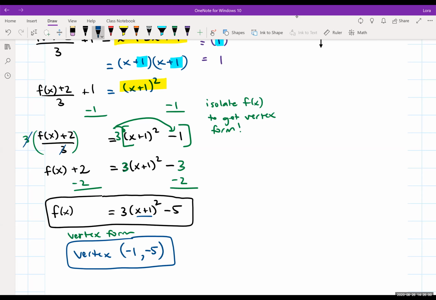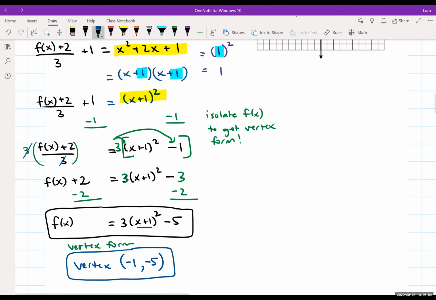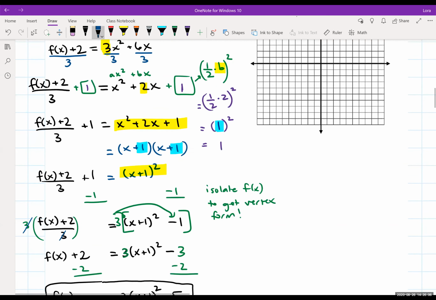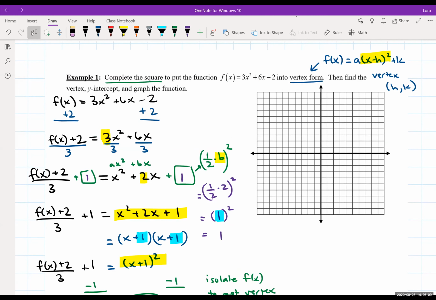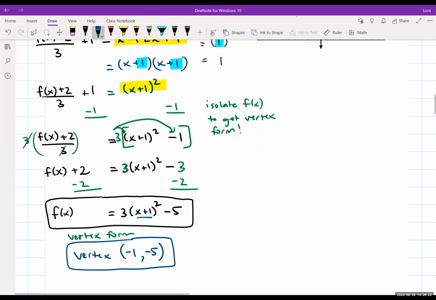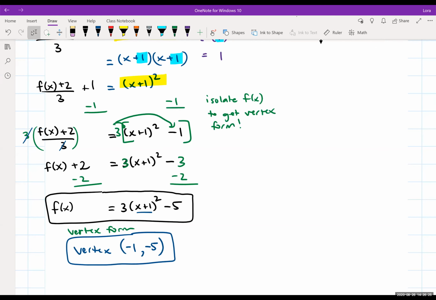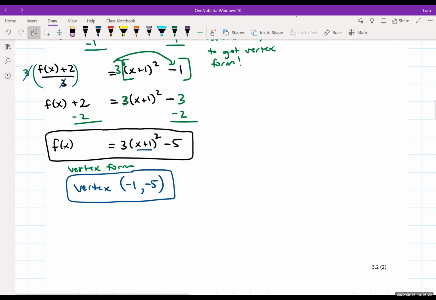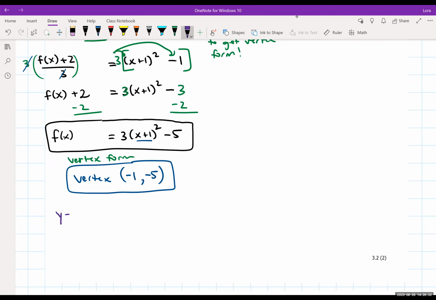And I feel pretty accomplished at this moment, but I want to make sure, did we answer everything the question wanted? So we go through and we're saying, okay, complete the square to put the function into vertex form. Cool, we did it. Then find the vertex, check. Now we need to find the y-intercept. If we want to find the y-intercept, you can do it in a few different ways. I'll color code just a little bit. Let's talk about y-intercept.